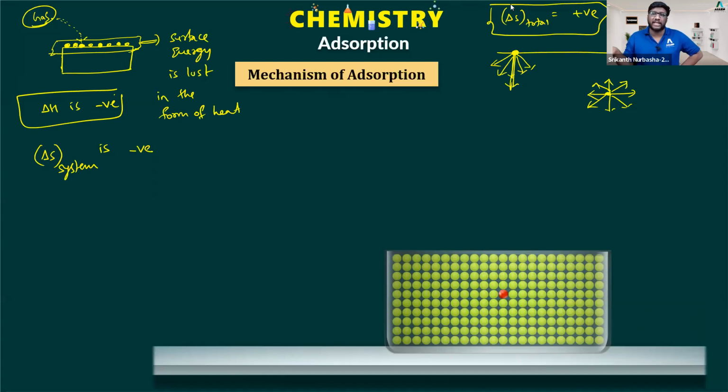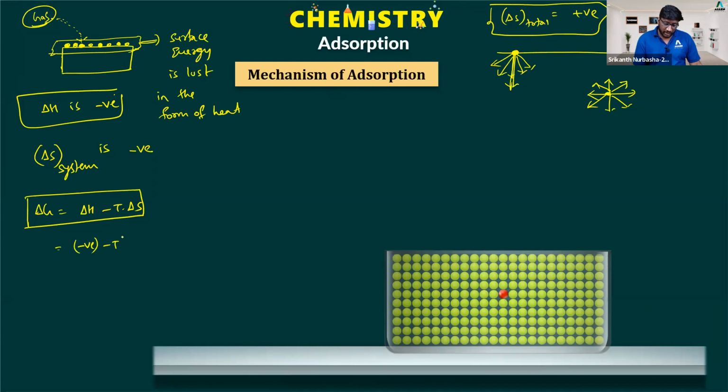From that only we say delta G obtained should be negative. So delta G is equal to delta H minus T into delta S. Delta G will be negative at lower temperatures or higher temperatures? Because delta H is negative, and minus T into delta S is also negative at lower temperatures, delta G is negative at lower temperatures. As you try to increase temperature, what is going to happen? As temperature increases, adsorption decreases.